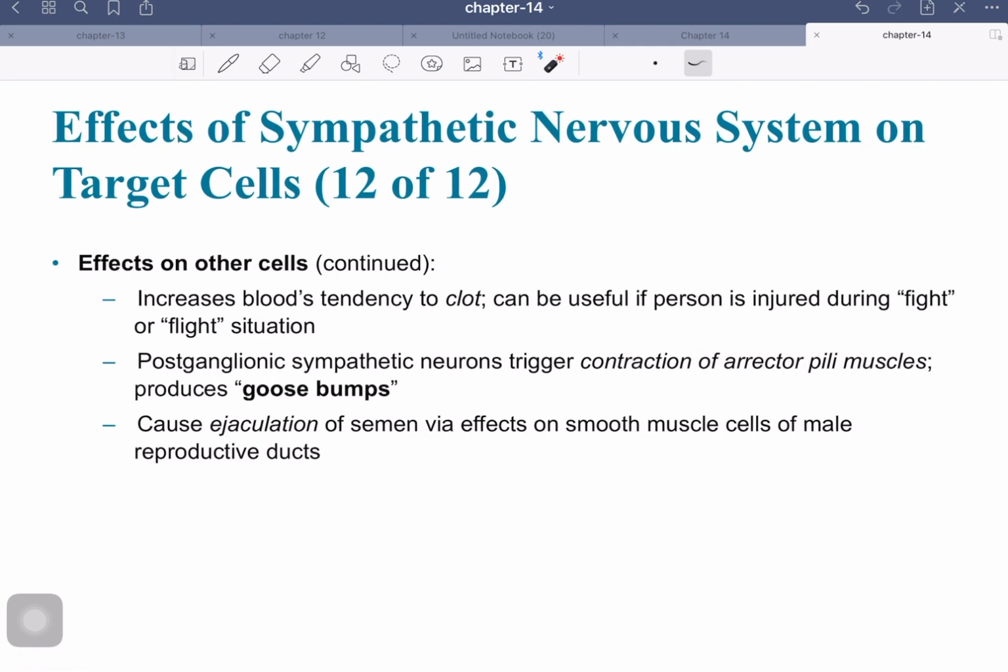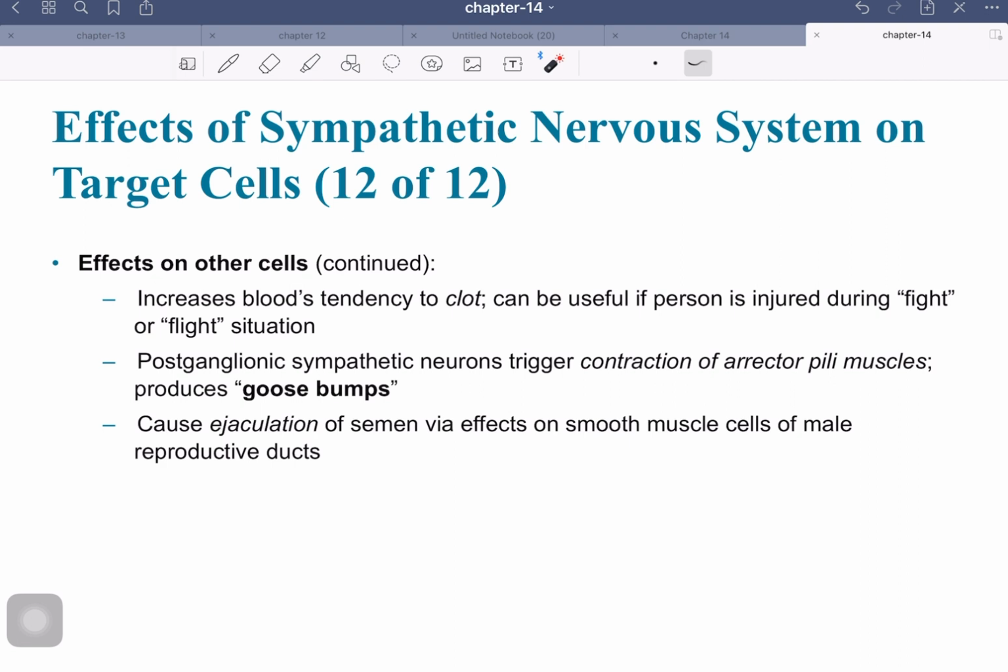Now, some of the other things that can happen, just to add to our list, is that we have an increased blood tendency to clot. Now, why would that be? Well, think about it. If you're involved in fight or flight, you're more likely to be injured. If you're more likely to be injured, you may be more likely to be bleeding, therefore making your clotting system a little bit more effective temporarily may be a benefit.